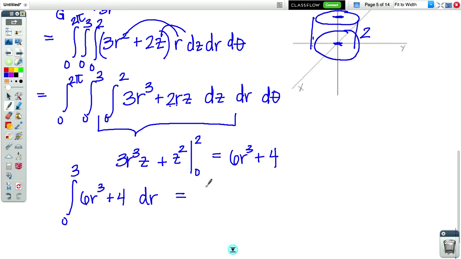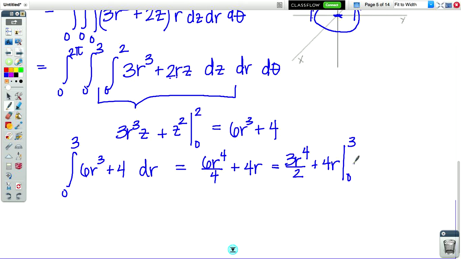So that's going to be 6r to the 4th over 4, or in other words, 3r to the 4th over 2, plus 4r. I'm just going to simplify that real quick. And we're integrating from 0 to 3. So again, 0 doesn't really do anything there. But the 3 is going to give us, oh, holy cow, 3 to the 4th is 81, times 3 is 243 over 2, plus 12.